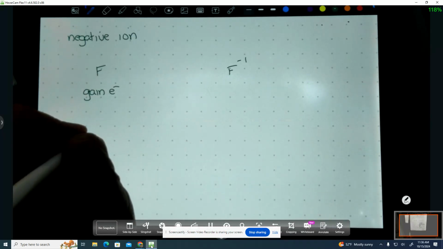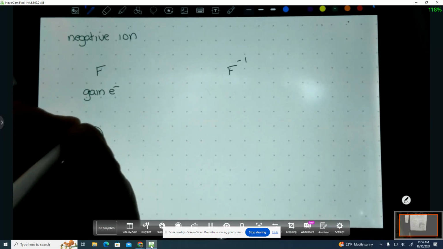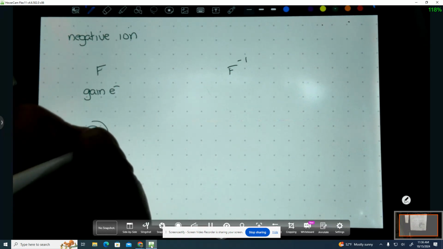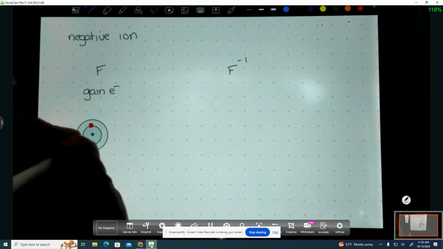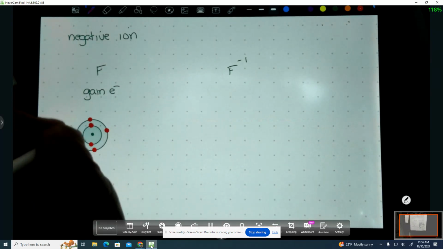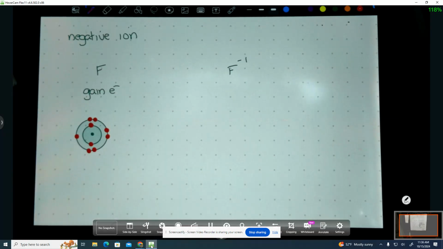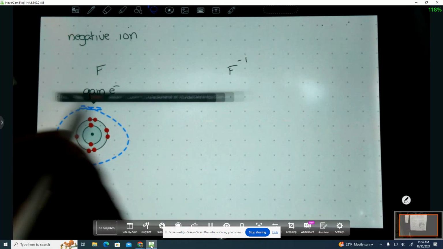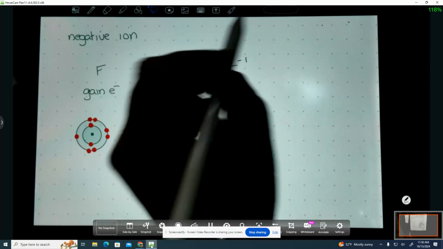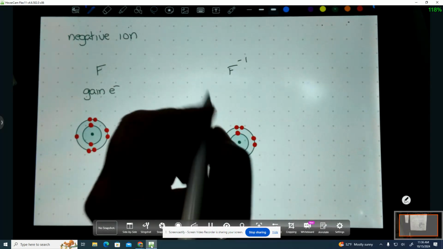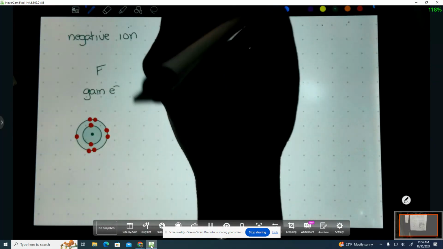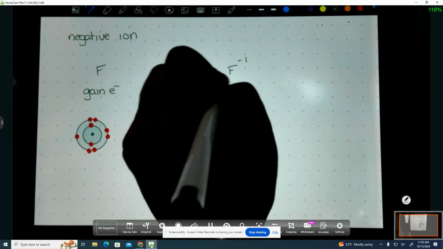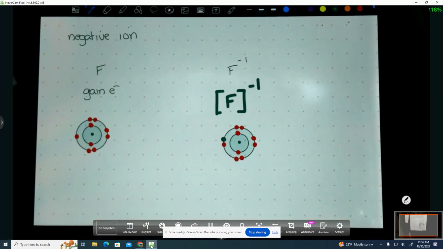Okay. So here's the nucleus. In the first energy level, it has 2. In the second energy level, it's going to have 7. I'm going to put them on there. 1, 2, 1, 2, 3, 4, 5, 6, 7. That's the atom. Let me just copy it, and let's paste it over here. When it becomes an ion, it's going to gain an extra electron. There's my extra electron. Now it's an ion. Remember, when we draw an ion, we're going to put it in boxes, and we're going to put a -1 on the outside. Do you remember that?